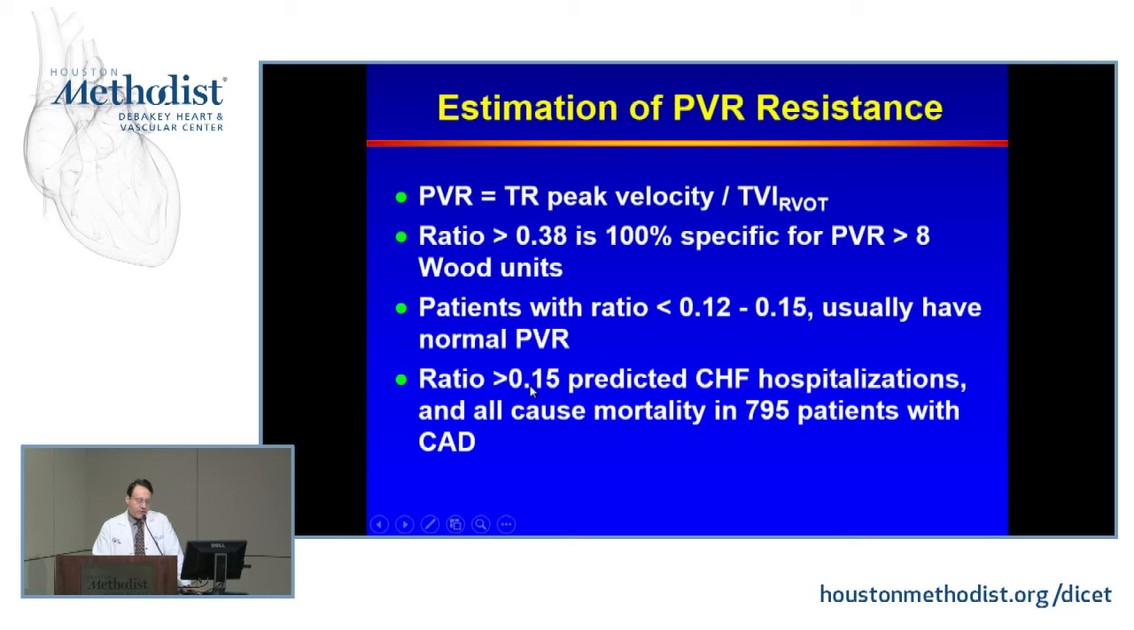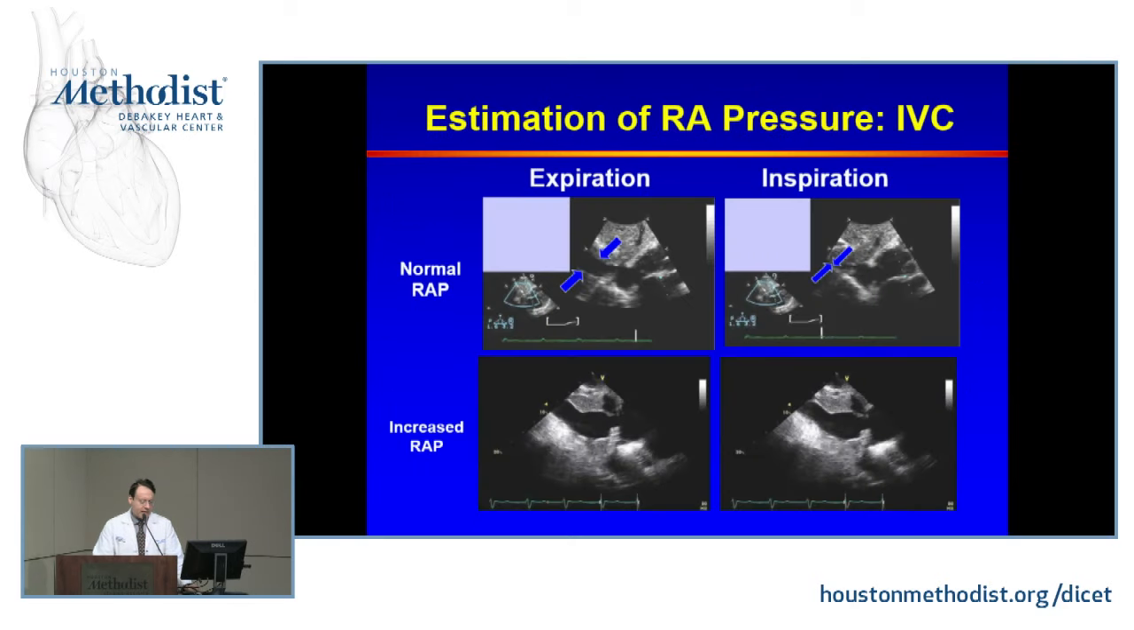Interestingly, more than 0.15 was predictive of hospitalizations for heart failure and all-cause mortality in 179.5 patients with CAD in the Heart and Soul study. I believe when he gave grand rounds, Dr. Schiller talked some about that study, so we'll not go into details.